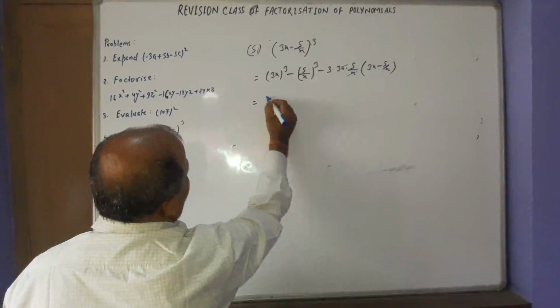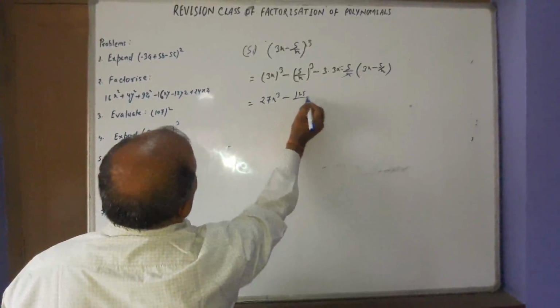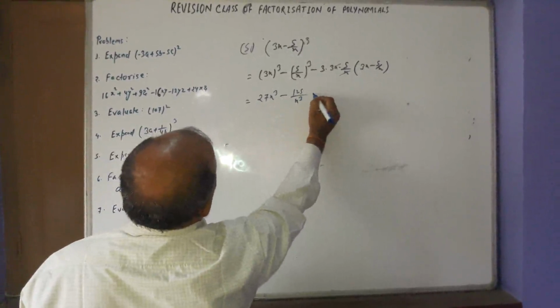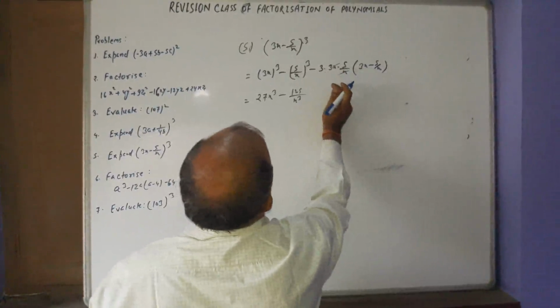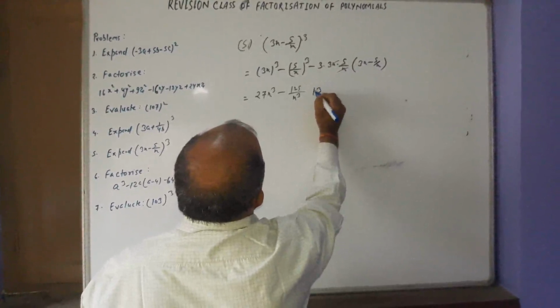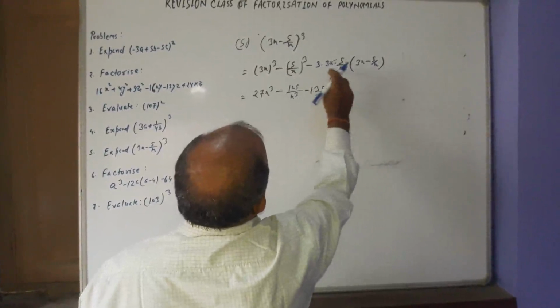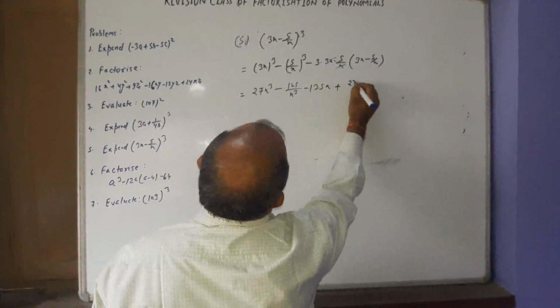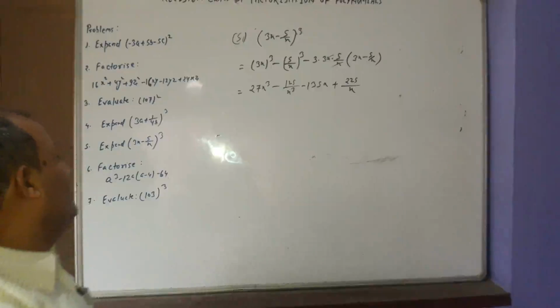3 3s are 9, 3 9s are 27x cube, minus 125 by x cube, 3 3s are 9, 3 3s are 9, 5 9s are 45, plus 45 into 3x, 5 5s are 225 by x. This will be the result.